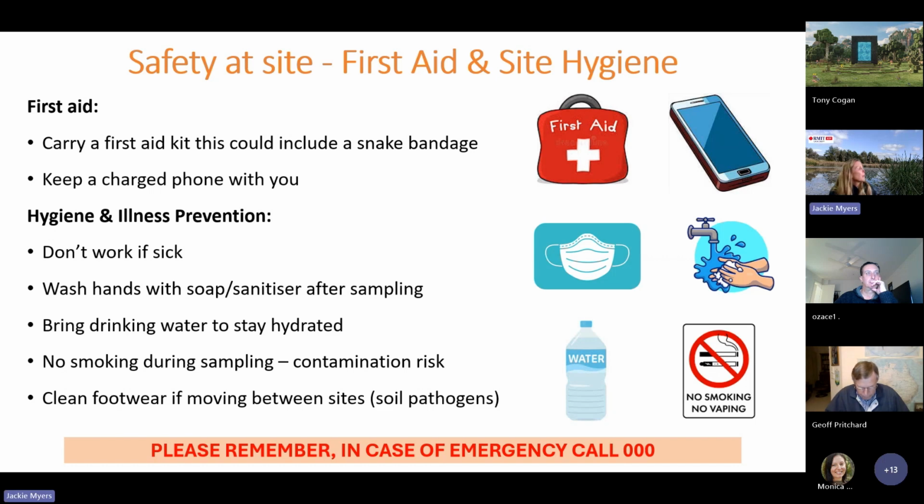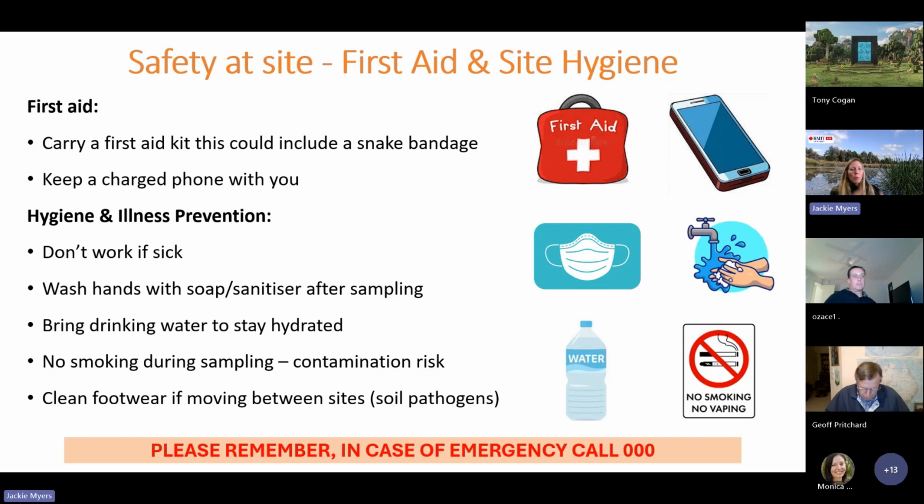The point about footwear is probably more if you're going between sites or planning on doing a hike or something else after sampling. We do have some soil pathogens in some areas, so it's good if you can make sure the soles of your shoes are clean before you go to other sites or locations if you plan to do that.